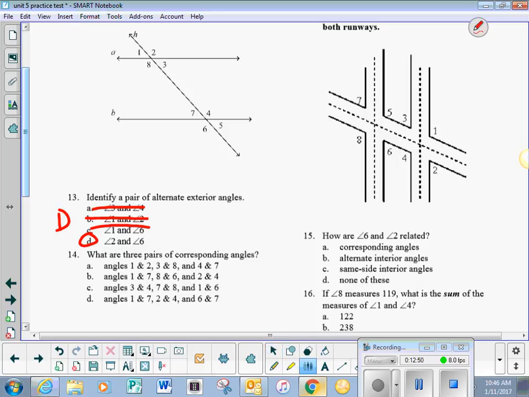Okay, what are 3 pairs of corresponding angles? Are 1 and 2 corresponding? No. Process of elimination. Are 1 and 7 corresponding? Yes. How about 8 and 6? Yes. What about 2 and 4? Yes. B. Okay.